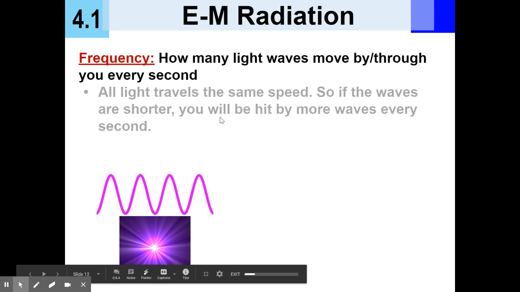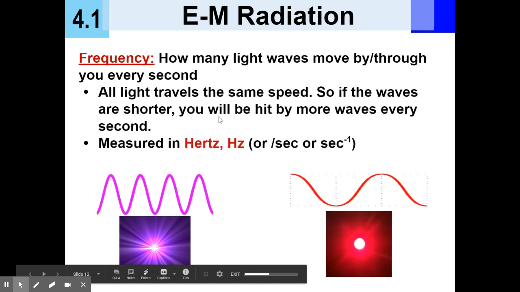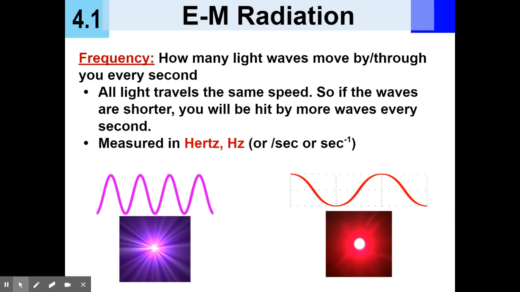So we talked about wavelength. Another aspect of electromagnetic radiation is frequency. The frequency is how many light waves or energy waves move by you every second. How many waves pass by every second? Now, all light travels at the same speed. So if waves are shorter, you're going to be hit by more waves every second, like an ocean with sharp, choppy waves, like a stormy sea. On the other hand, if the waves are longer, then you are going to have fewer waves hit you every second. The unit for frequency is hertz, which just means every second.